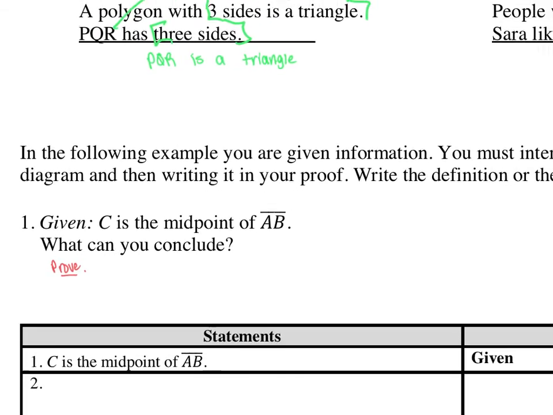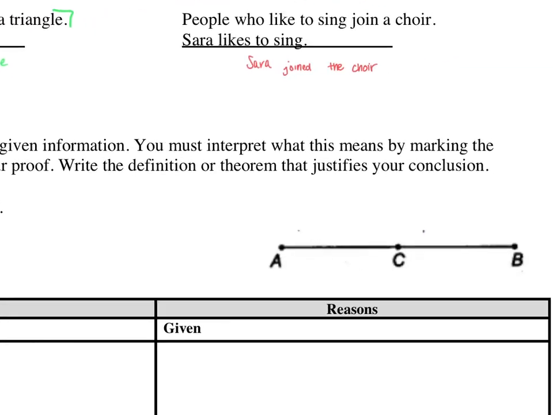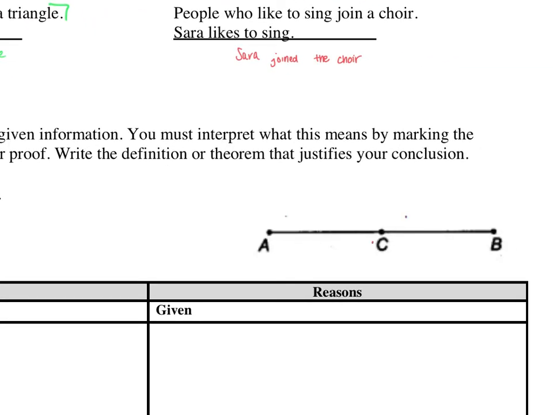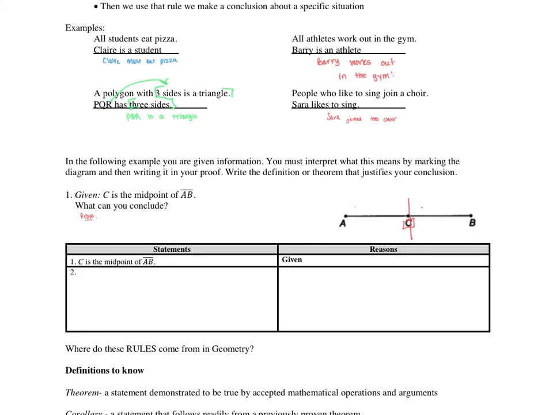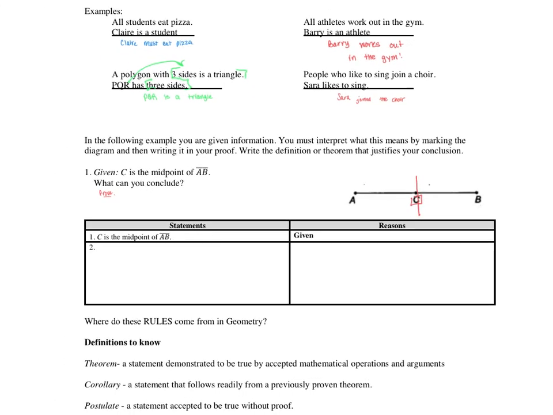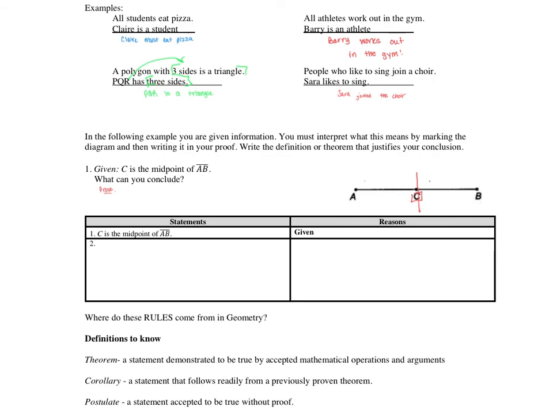So I have in here that C is the midpoint of AB. So if I look at my segment, I have C right here, and I'm telling you right now that it is a midpoint. Well, you need to know what a midpoint is. So if you look at some of our notes from the beginning of the year, you will see what a midpoint is. So here's what we do in this proof writing process.